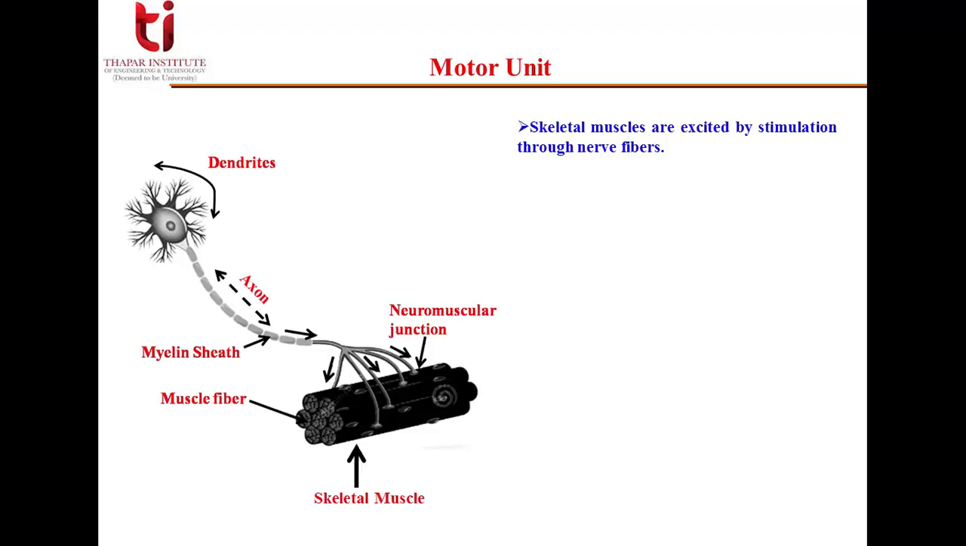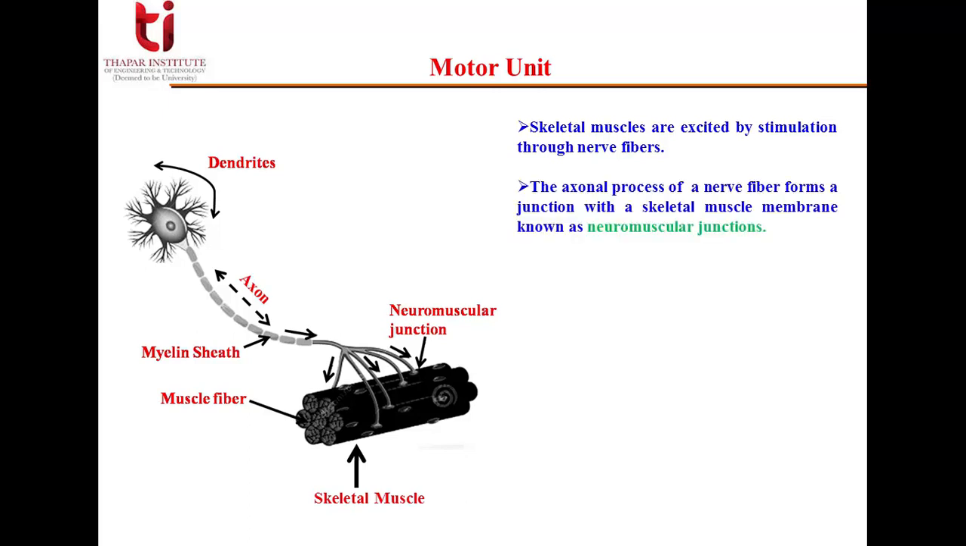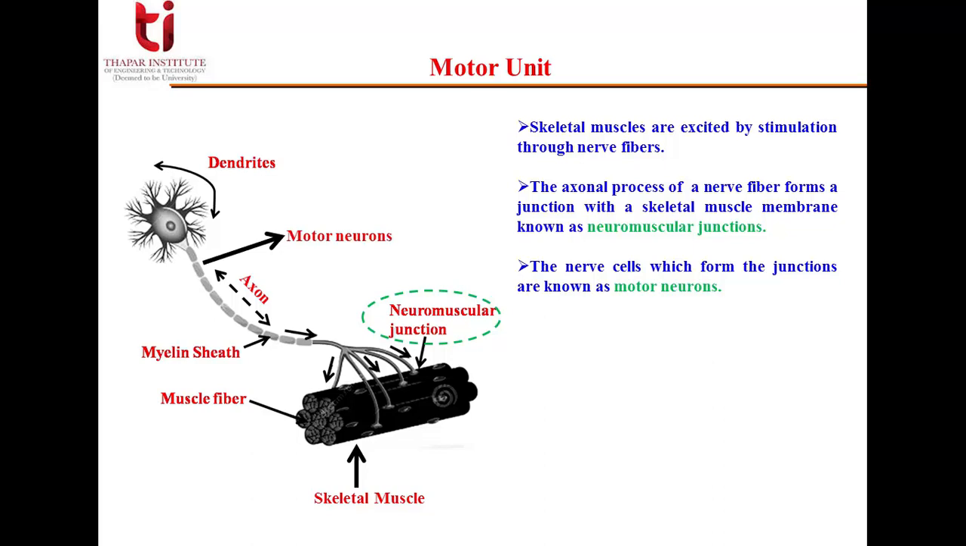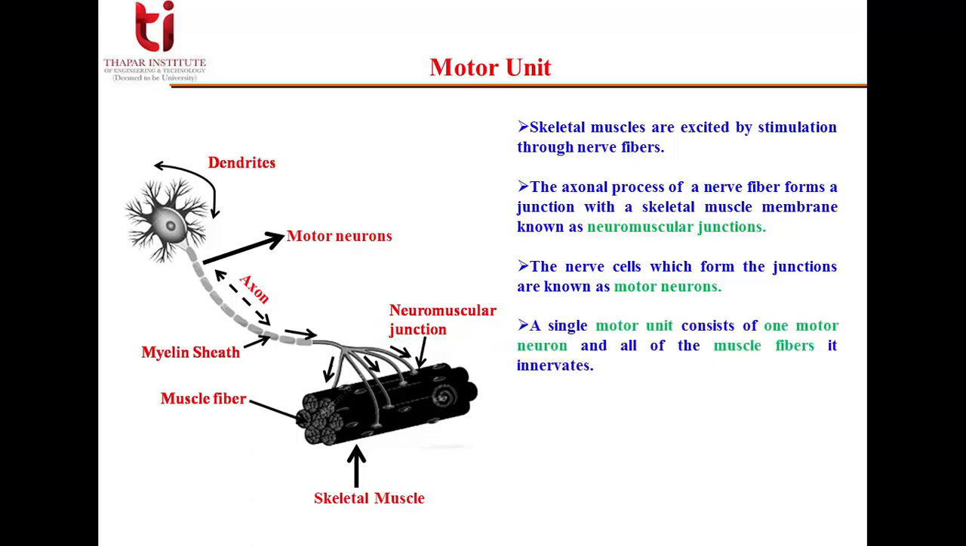Skeletal muscles are excited by stimulation through nerve fibers. The external process of a nerve fiber forms a junction with the skeletal muscle membrane known as the neuromuscular junction. The nerve cells which form the junctions are known as motor neurons. A single motor unit consists of one motor neuron and all of the muscle fibers it innervates.